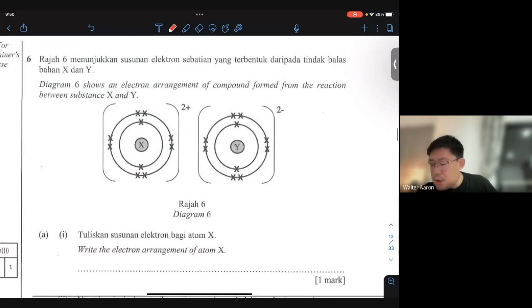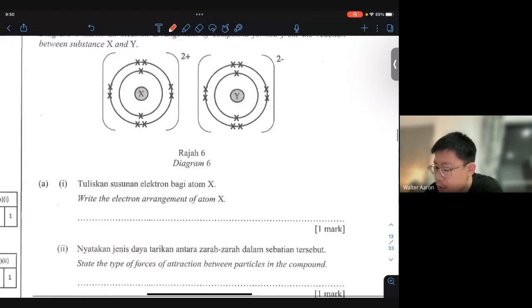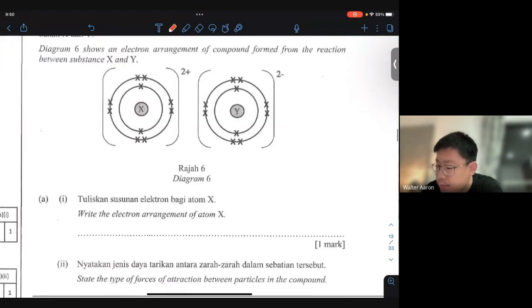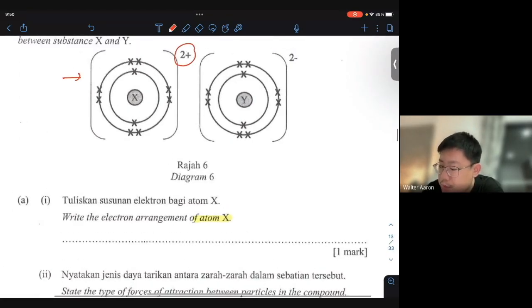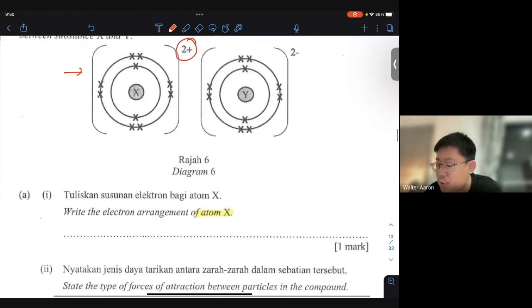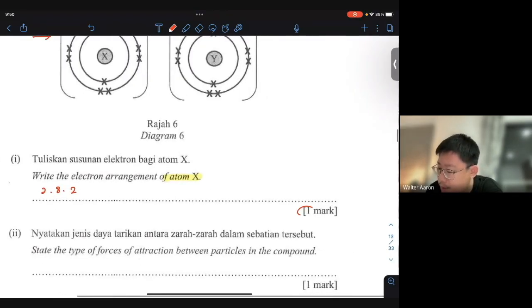Okay, number 6. Diagram 6 shows the electron arrangement of a compound formed from the reaction between X and Y. You can see they turn to ions, isn't it? So X and Y turn to ions. Write the electron arrangement of atom X. Now, you see this now is atom X. This is ion, this is atom X. So you see here 2 plus, right? 2 plus means it technically released out 2 electrons before that. So therefore, the electron arrangement of atom X before the reaction should be 2, 8, and 2. Okay, so you get 1 mark from there.